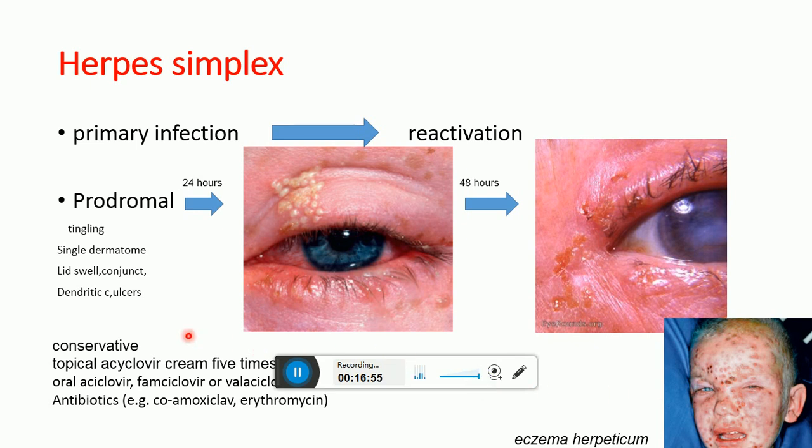Treatment: in many patients, the inflammation will gradually settle without treatment within about 1 week. If treatment is necessary, we can give topical acyclovir cream 5 times daily for 5 days. Oral antiviral agents such as acyclovir, famciclovir and valaciclovir can be used. Antibiotics such as co-amoxiclav or erythromycin may also be required in patients with secondary bacterial infection. This is particularly common in eczema herpeticum.